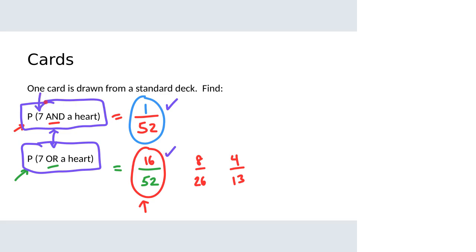For and, both things have to happen. We have to have a 7 and it has to be a heart. For or, if it's a 7, it's good enough. If it's a heart, it's good enough. If it happens to be both, that's fine. We're going to count that too. The 7 of hearts, we're not going to kick it out. We're going to keep it. So the 7 of hearts gets to stick around also.